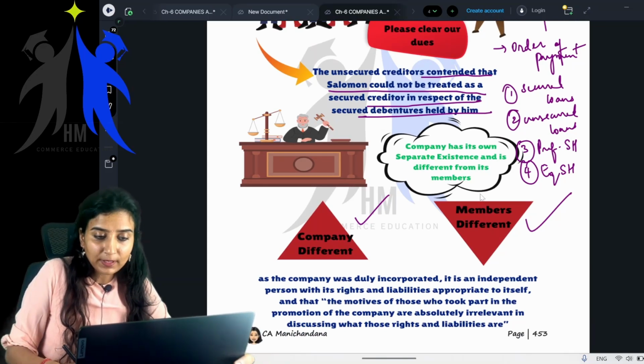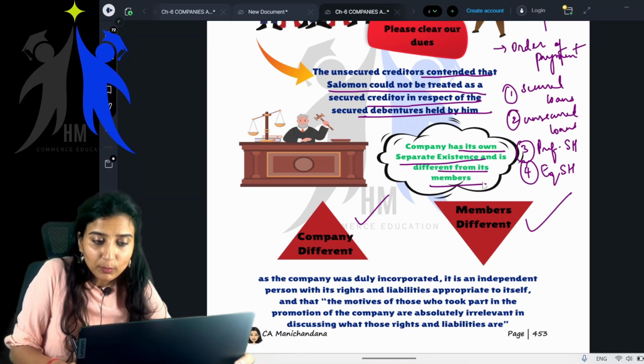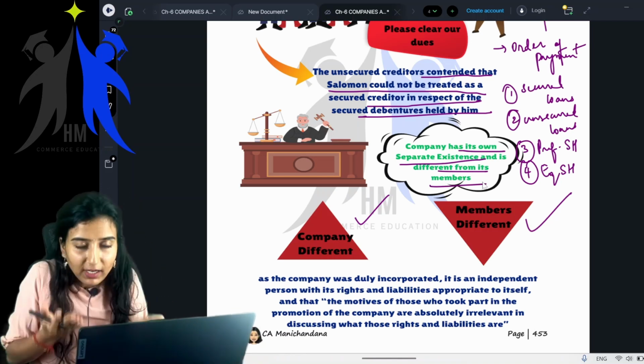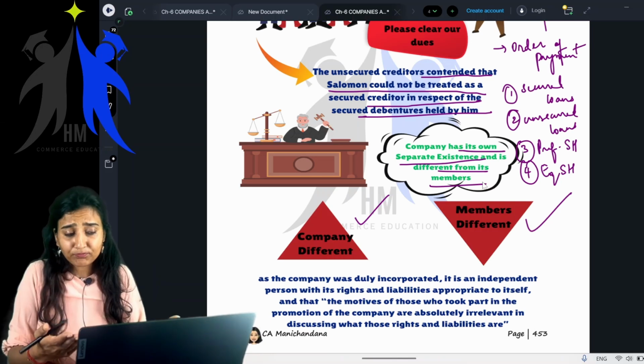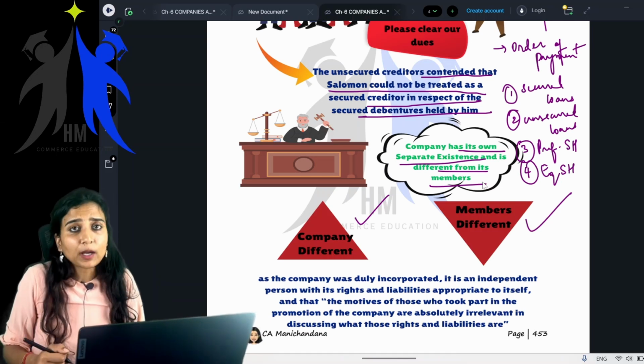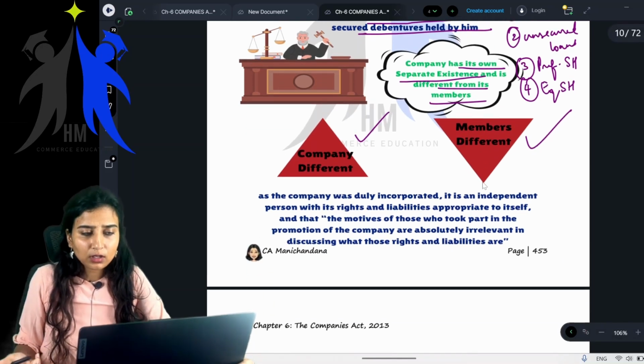The court said the company is different. See, the company has its own separate existence and is different from its members. This is what we are trying to learn. This is the basic, the most important feature of a company. Yes or no? Yes, we all know.